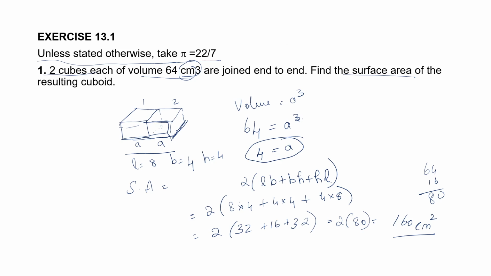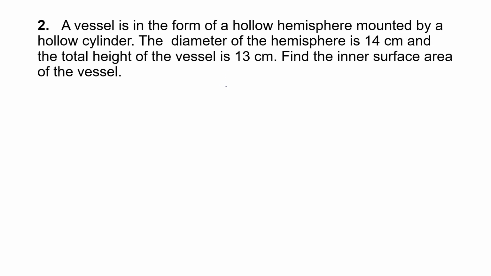So next question. First question, is this clear? Yeah, so let's go to the next question. A vessel is in the form of a hollow hemisphere mounted by a hollow cylinder. So the vessel is a hollow hemisphere, and on the top of that there is a hollow cylinder. The diameter of the hemisphere is given as 14 centimeter, and the total height of the vessel is 13 centimeter.